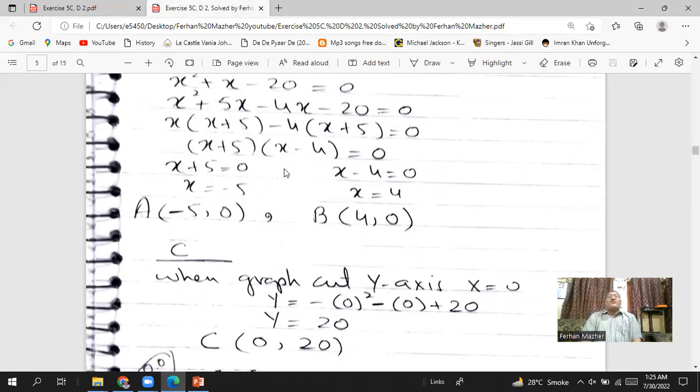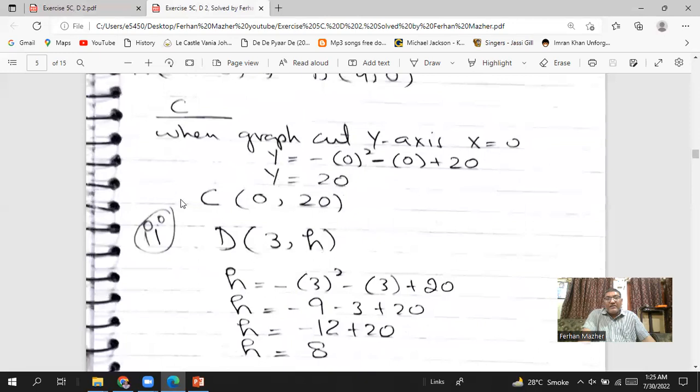In the same way, x minus 4 equals 0, so x will be equal to 4. So the coordinates of the point B are 4 comma 0. So this is how you will find the coordinates of the point A and the point B.